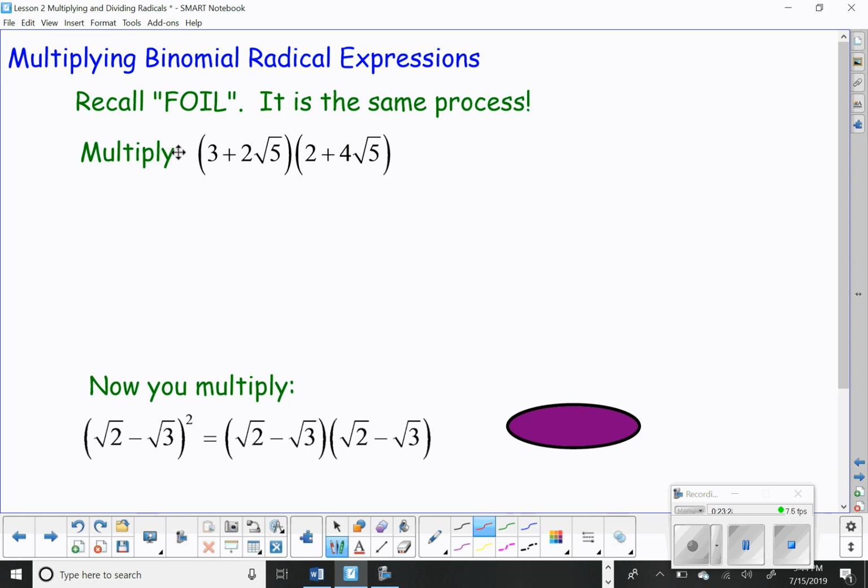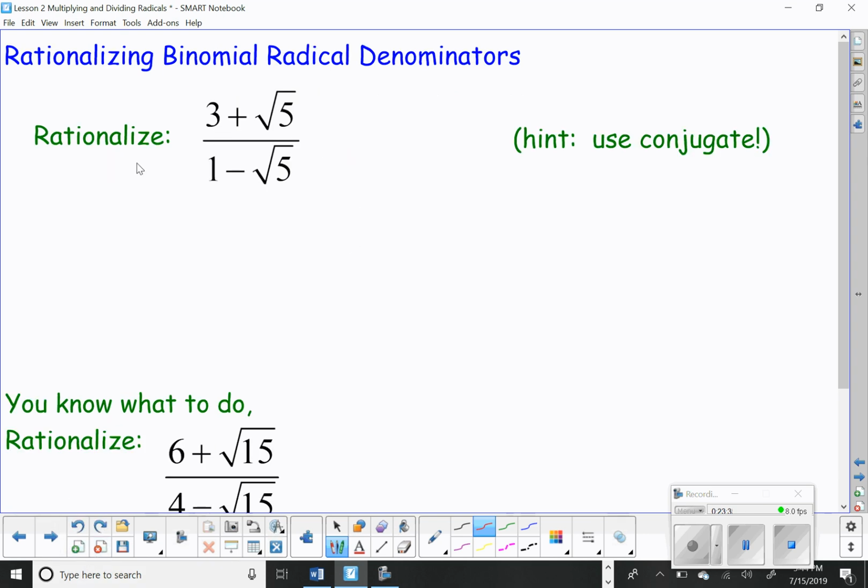Now, I don't know why I have this twice. So, we're just going to get rid of that one.